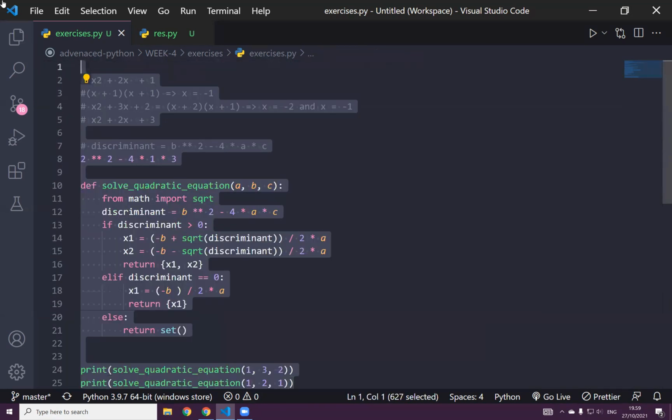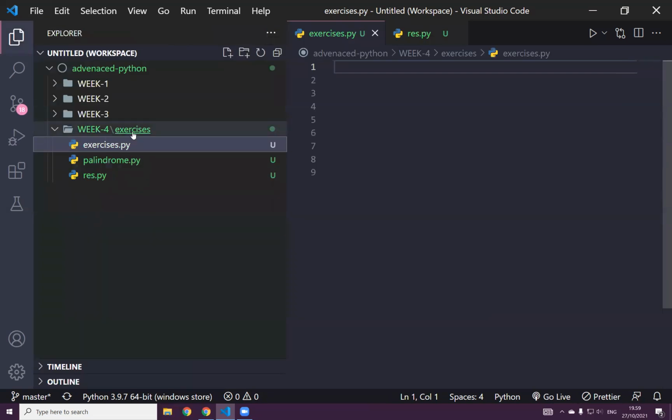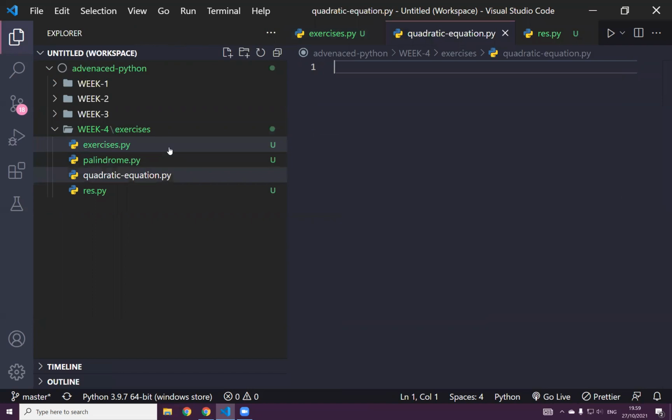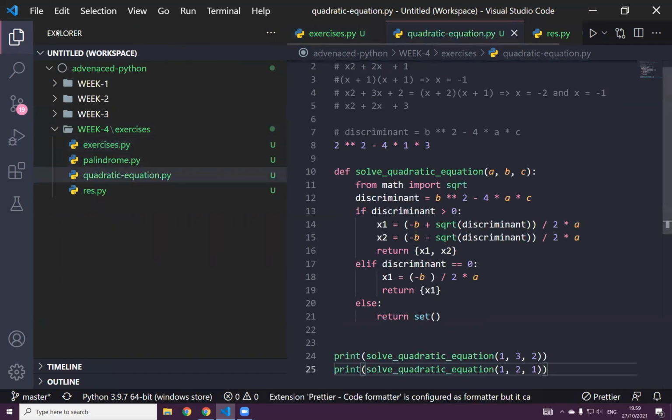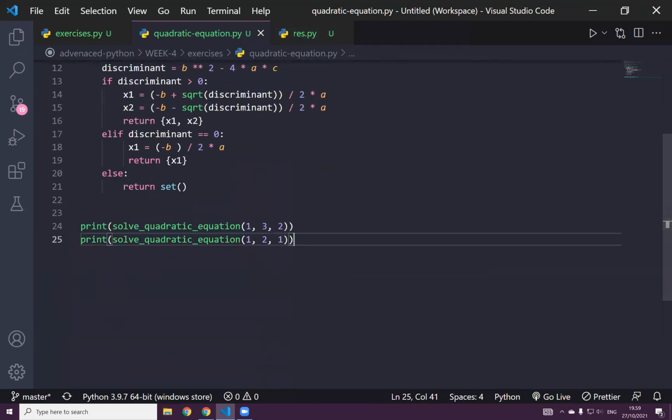Let's also give this a new name, and we can call it quadratic equation.py. In case you want to refer to it, you can identify it without any problem. So let's finish the quadratic equation part here.